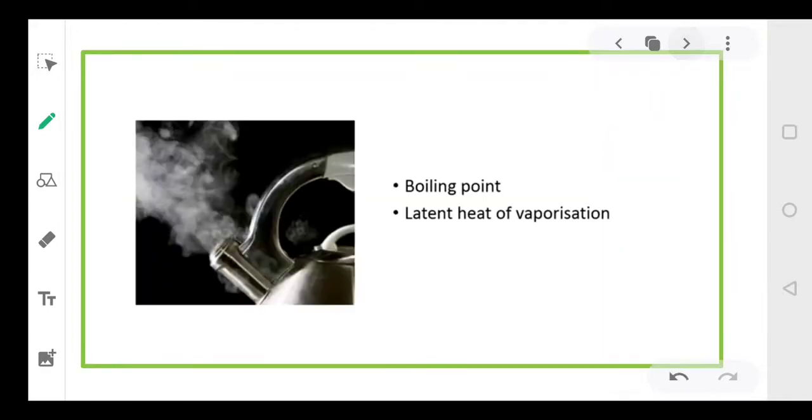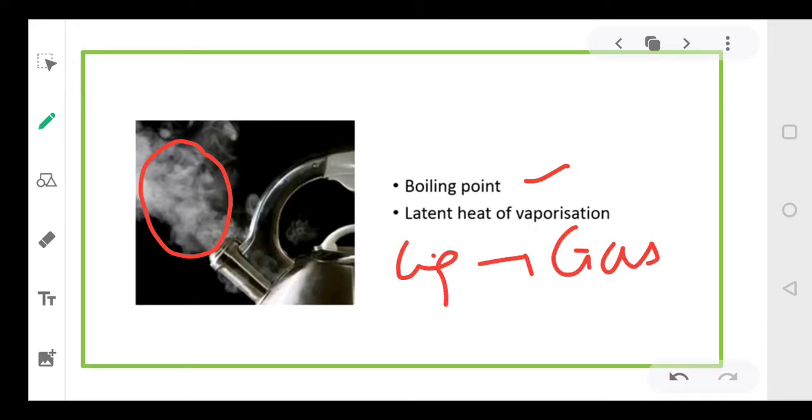Clear? Then comes boiling point. See, we are seeing the gas here. Water is being boiled and it is changing into gas. So what is boiling point? Boiling point means the temperature at which the liquid changes into gas. And what is the boiling point of water? It is 100 degrees Celsius.